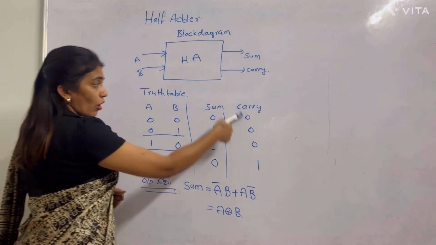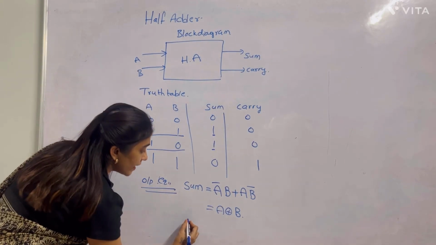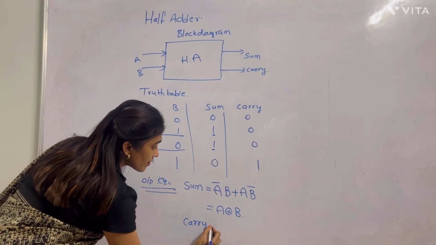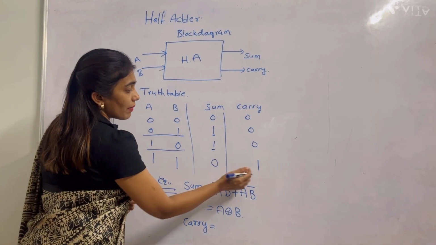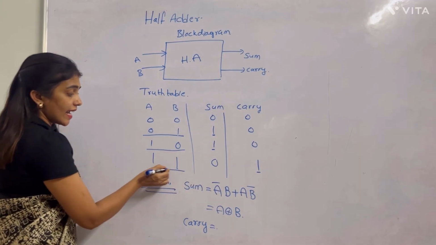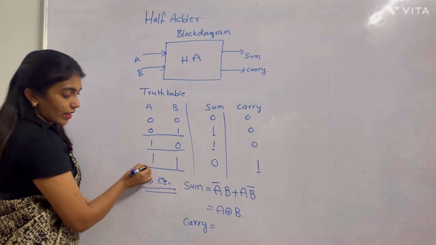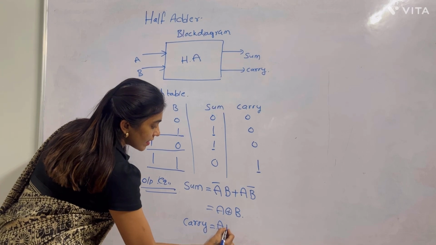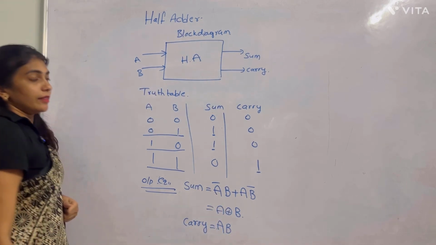Next, one more output is carry, right? So observe the carry column. The carry column has a single min term, when A equals 1 and B equals 1. So that is why the carry answer is A into B.